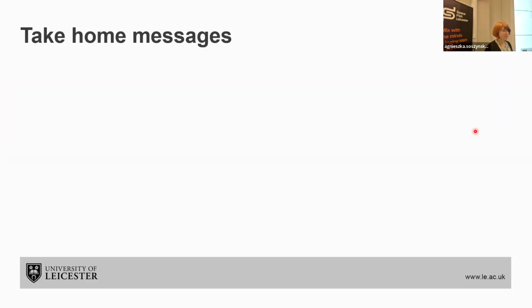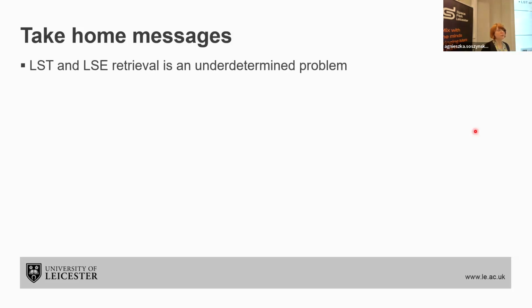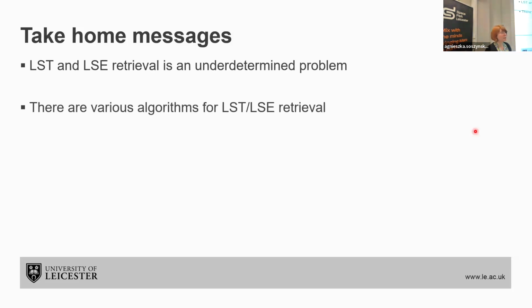So the take-home messages here are that land surface temperature retrieval and land surface emissivity retrieval is an underdetermined problem. We have too few measurements because in each measurement we have at least two unknowns. There are various algorithms for land surface temperature and land surface emissivity retrieval. None of them is perfect. They will sometimes be better for specific applications. And TES is advertised oftentimes for geologic applications, whereas it has its weaknesses in vegetation.